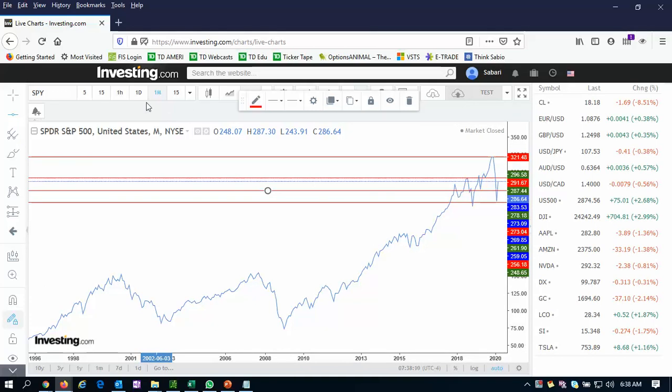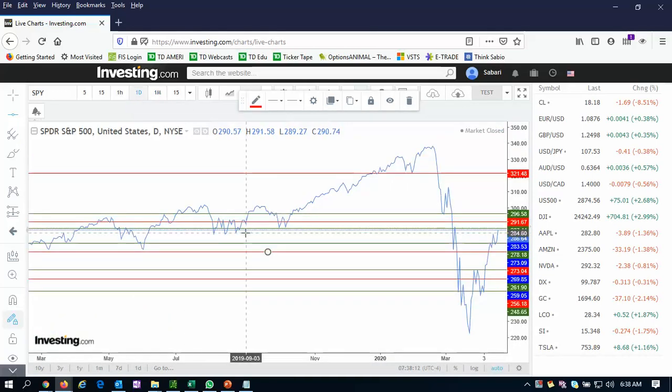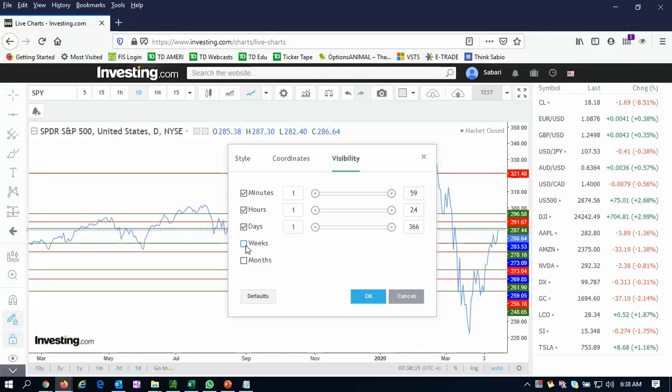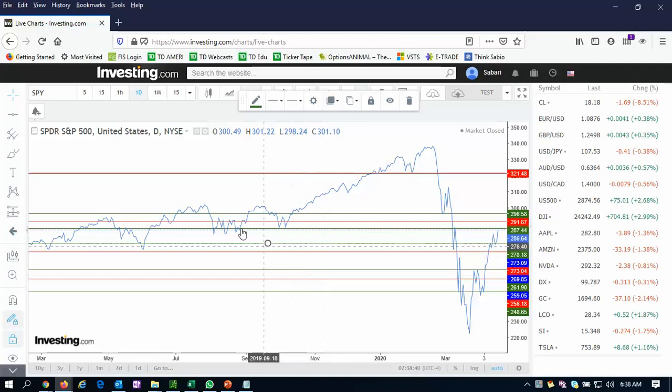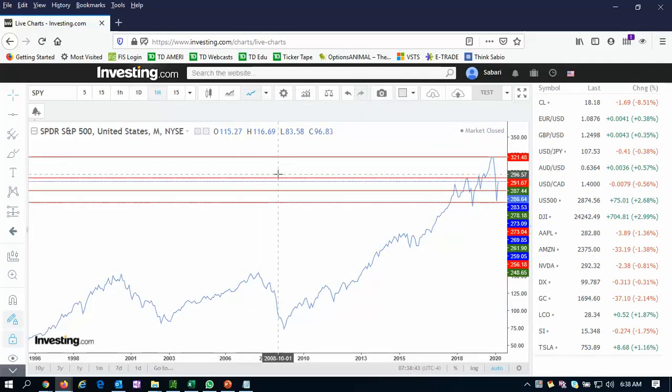However, when I go to the daily chart, I draw the support and resistance line, and I don't want this daily line to appear in monthly, so I uncheck the weekly and monthly checkboxes. So this green support and resistance line may not appear in the monthly chart. I'll tell you why we should do it like that.